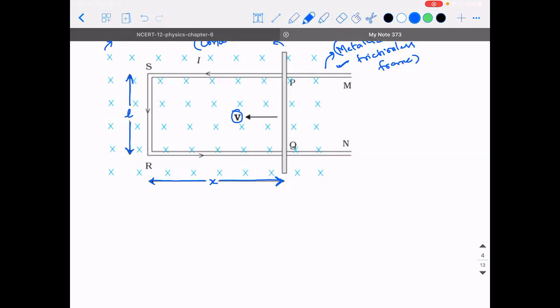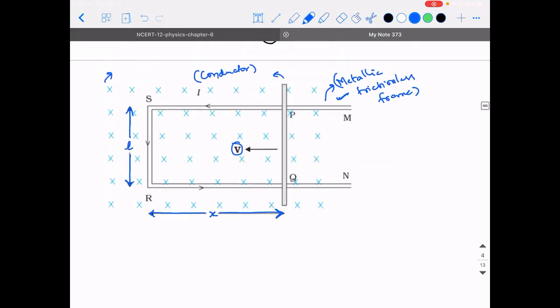Yes, sir. So in this kind of construction, if this conductor is moving, then how will there be an EMF generated in it is what the topic is all about. Okay. So from the initial basics of this chapter, we know that EMF is equal to d phi divided by dt. Correct?